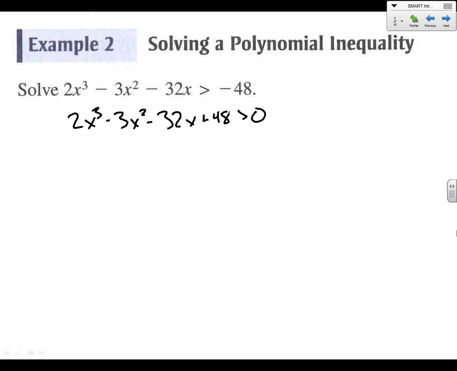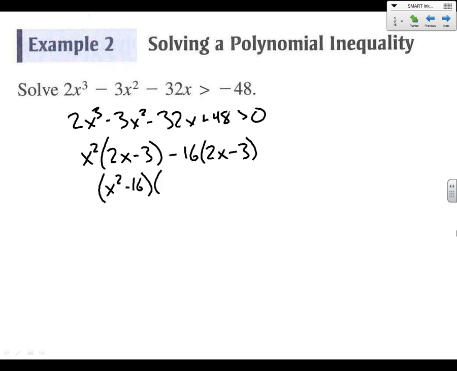We're going to pull out an x squared and a 2x minus 3, minus 32 and 48. 16 is in common there. Looks like it's going to work. 2x and a minus 3. Good. So we've got x squared minus 16, parentheses 2x minus 3.